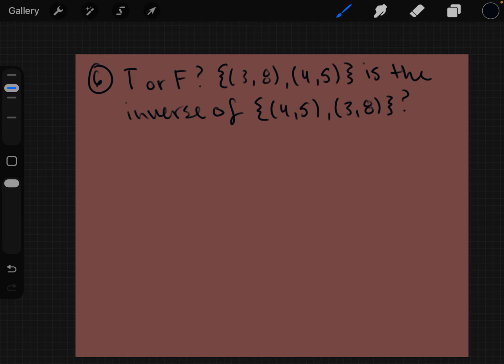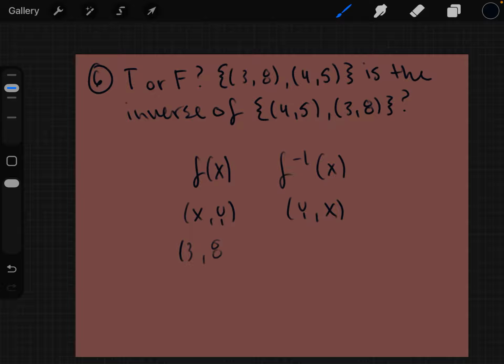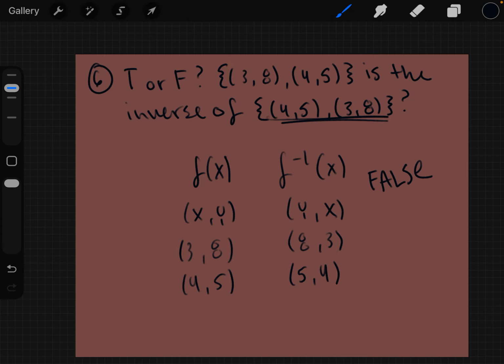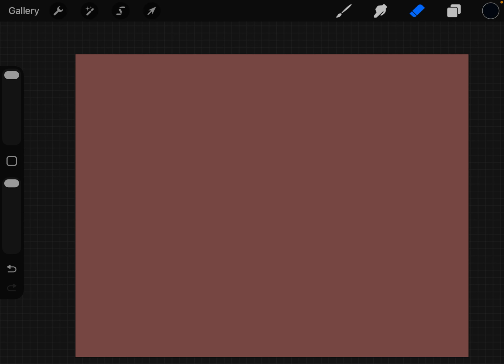Okay. You remember earlier how I said when we have f of x and f inverse of x, we have x, y, and you just flip them? So with this, we've got 3, 8, 4, 5. So the inverse would be 8, 3, and 5, 4. Is that this? No. So it's false. Okay, next.